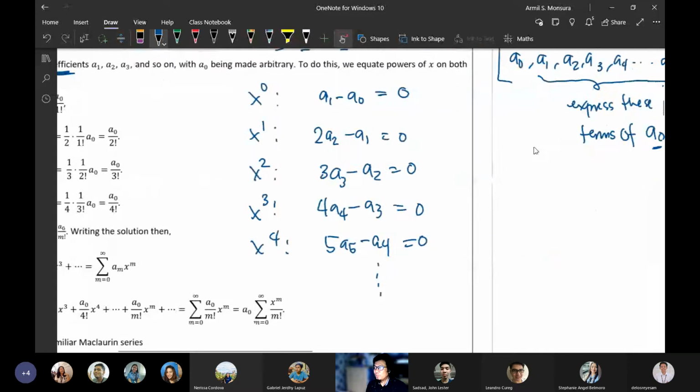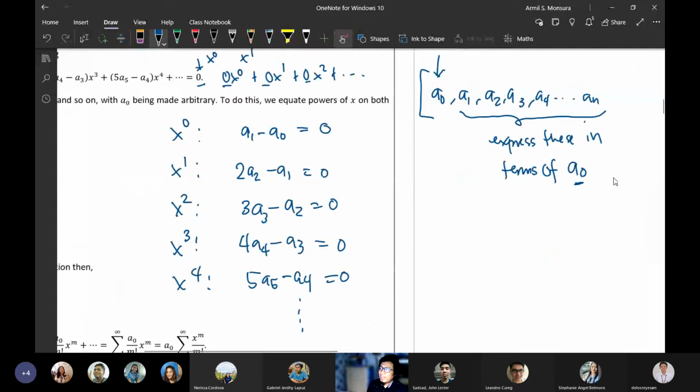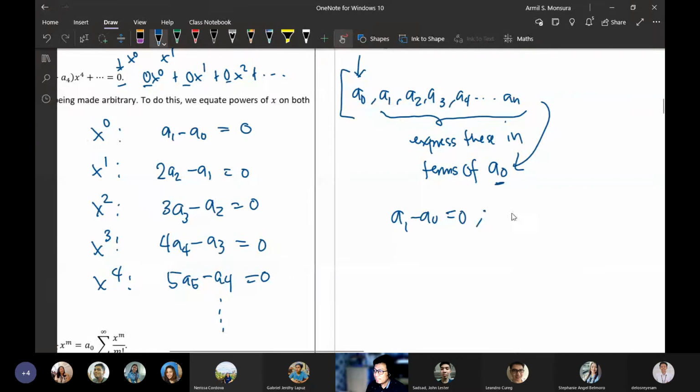Okay? Now here's what we're going to do. Since A0 is our arbitrary constant, what we will need to do is to solve A1, A2, A3, A4 in terms of A0. So, kailangan lahat siya naka-express in terms of A0. We start with A1 minus A0 equals 0, which implies that A1 equals A0. So, may A1 na tayo. Okay, again, you express this in terms of A0. Dapat yung right side niya naka-A0. Nasusundan ako?